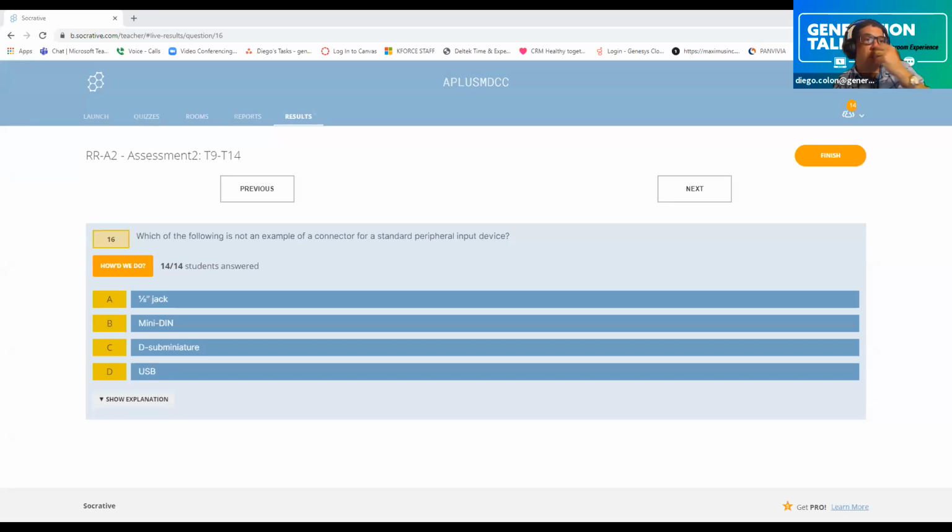What they're getting at here is the standard peripheral input device. In other words, what can I connect any type of input to? The common ones for anything besides audio are the mini DINs, the D-sub miniatures, and the USBs. Those would be the ones that I connect those types of devices to. Be it a printer, right? That's going to be on a DB15 or a USB. I can put a printer to a USB, but I can't put a printer to a 1/8 jack. I hope that explains it a little bit better.